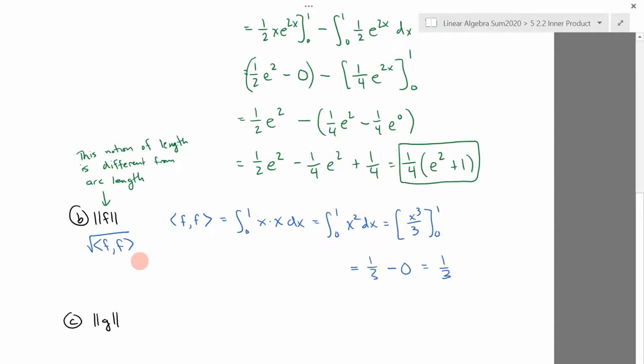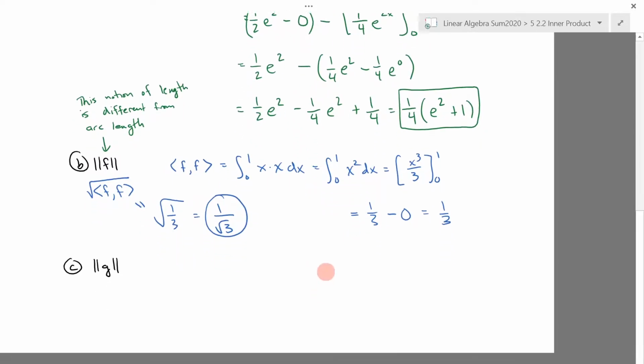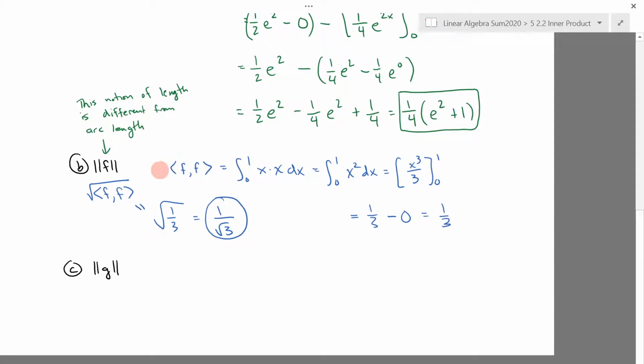And so now I need to take the square root of this to get the length. So it's just 1 over the square root of 3. Okay, so again, you shouldn't think of this as being the same as arc length or anything. Any relation of this number to whatever the arc length of this graph is only a coincidence. Okay, so now let's calculate the length of g.